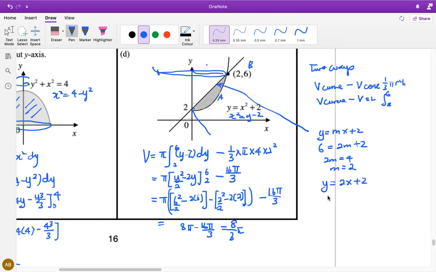Right? So therefore what is x? X is y minus 2 over 2. Then you square, right? So you square both sides. Then you integrate. So you integrate from 2 to 6 pi. Okay. So you get y squared over 2y plus, 4 minus 4y plus 4 over 4, right? Okay, dy. So we can find the value.